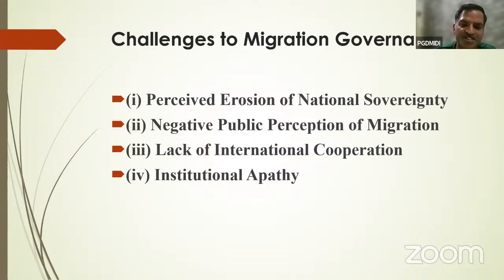Then lack of international cooperation. It is very much evident in times of war and disease like COVID-19. You find international cooperation completely collapsing, because many countries unilaterally take the decision to throw away the migrants. All this happened. Then institutional apathy. Many institutions don't bother about how to deal with migrants in a humanitarian way.